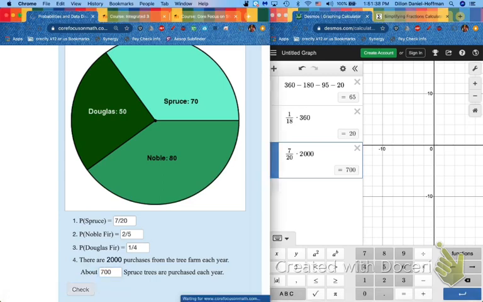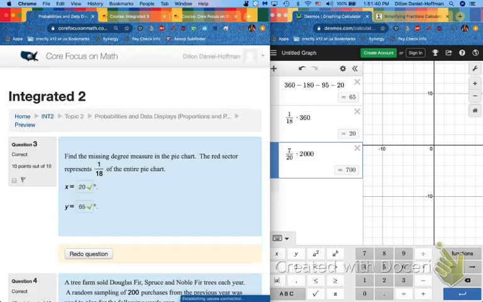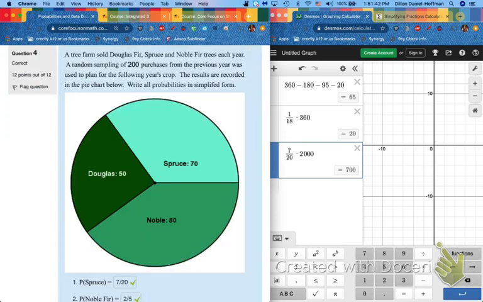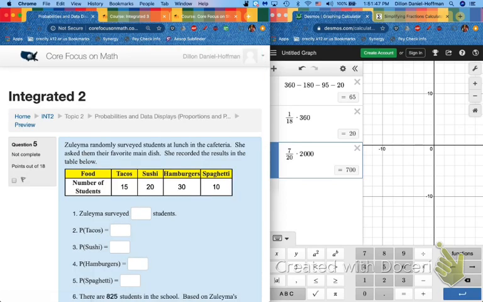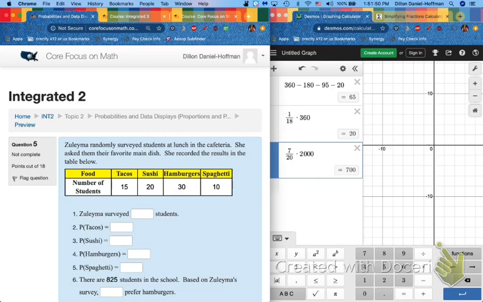These are incredibly applicable problems. Like I said at the beginning of the unit, this is very nice to know in general in life, whether you have a tree farm or not. All right, number 5. Now we're talking.